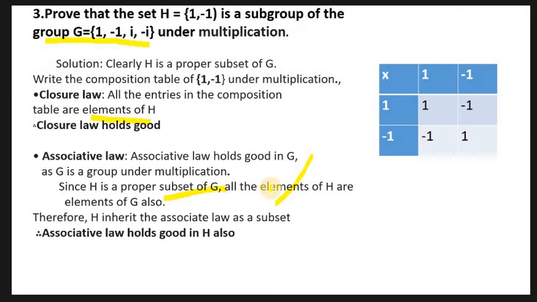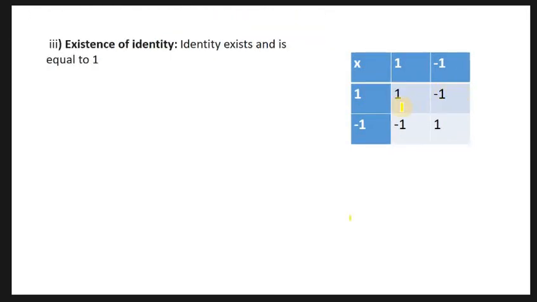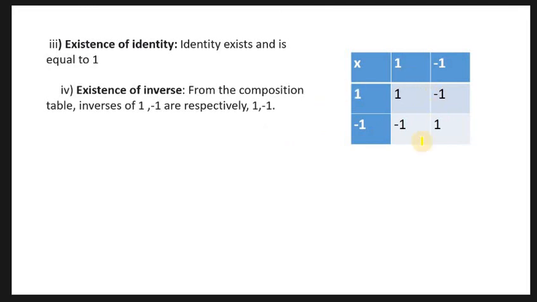Then existence of identity. First row, that is 1, -1, and first column, 1, -1. It is identical to the leading elements of row and column. Therefore the identity element is 1. The existence of inverse. From the composition table, the inverses of 1, -1 are respectively 1, -1. You see, the identity element 1 is present here. So 1 into 1 is equal to 1. So the inverse of this one is 1 itself.